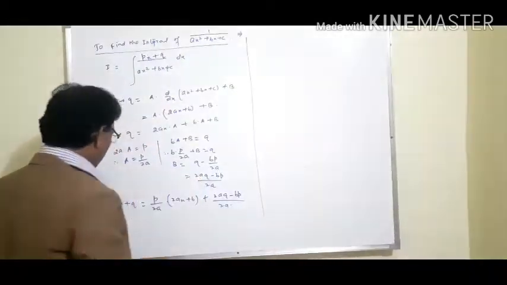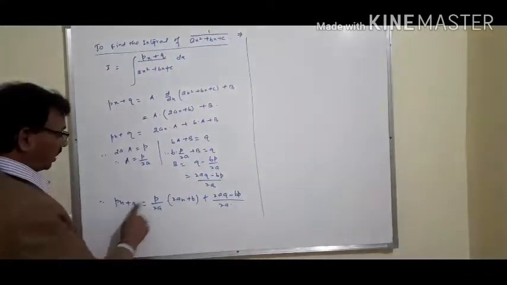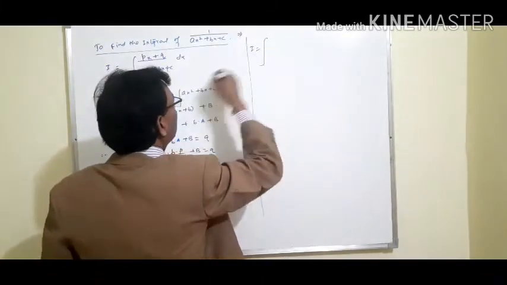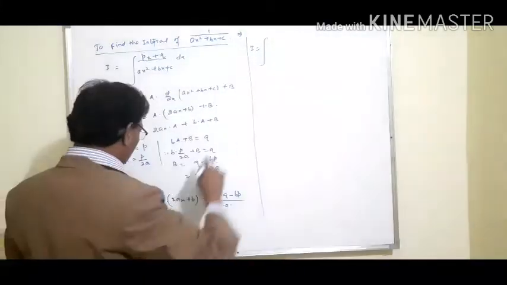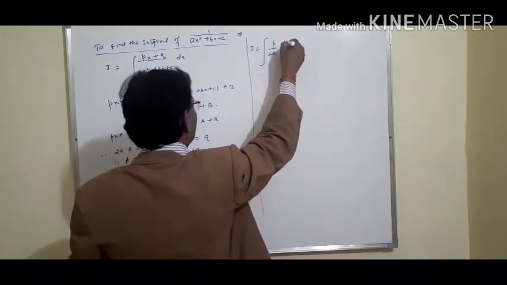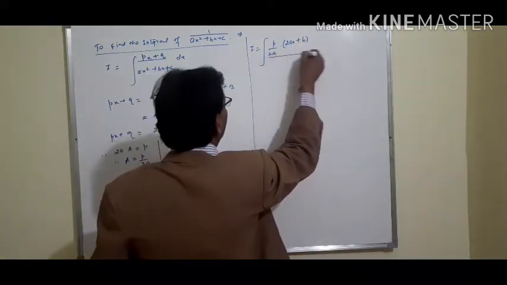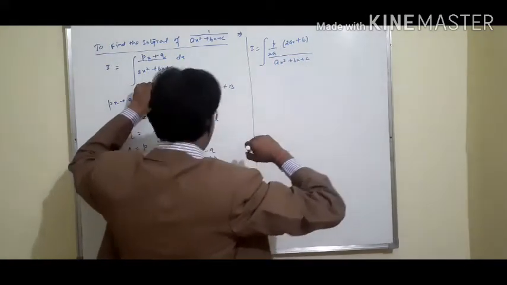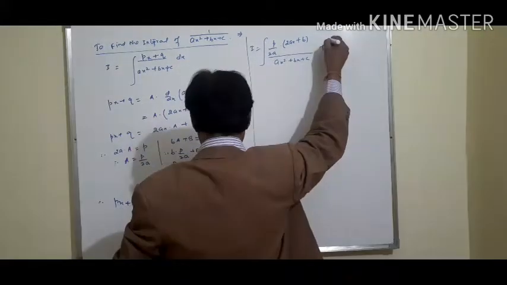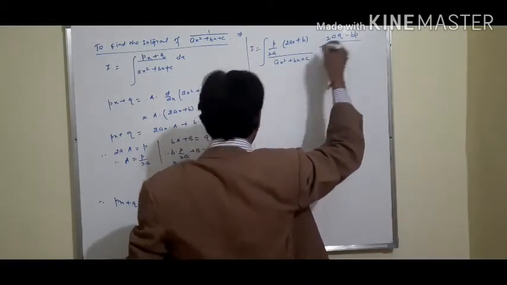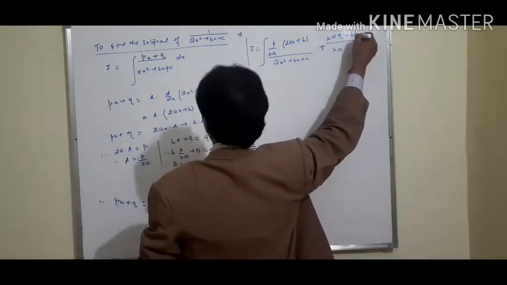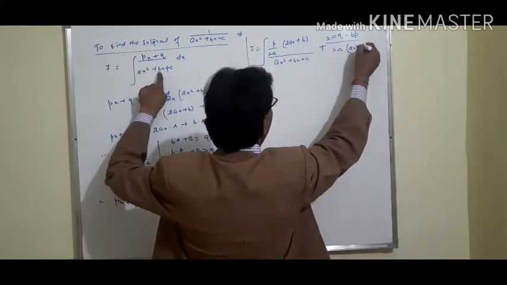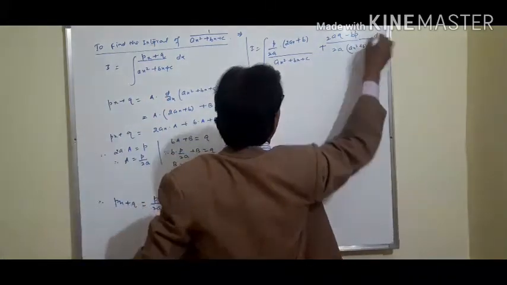Now if we replace px + q by this, then this function will convert into I equal to, on the place of px + q we write here p upon 2a into (2ax + b) whole upon (ax² + bx + c), plus (2aq minus bp) whole upon 2a into 1 upon (ax² + bx + c), into dx.